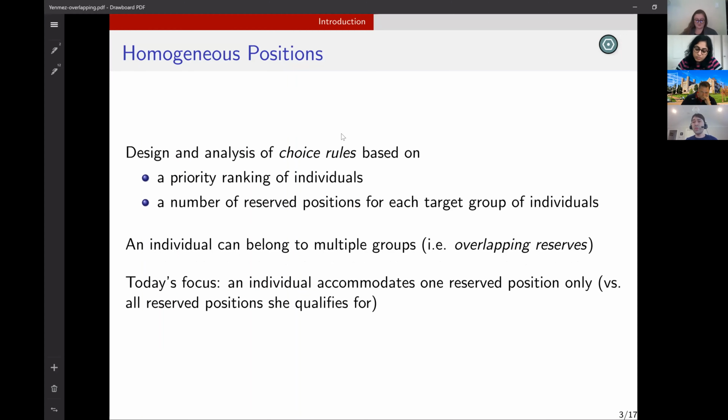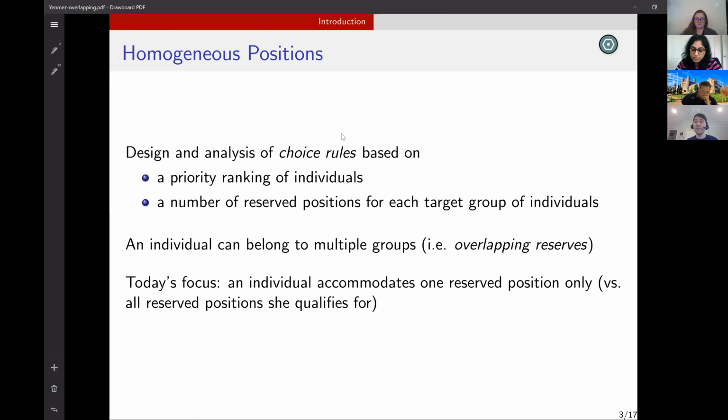In today's talk, I'm going to focus on the following accounting convention: when an individual is chosen, they are going to occupy only one reserved position. So if I'm a disabled veteran and I get a position, then I may be able to get a position reserved for veterans, or I may be able to get a position reserved for disabled individuals.